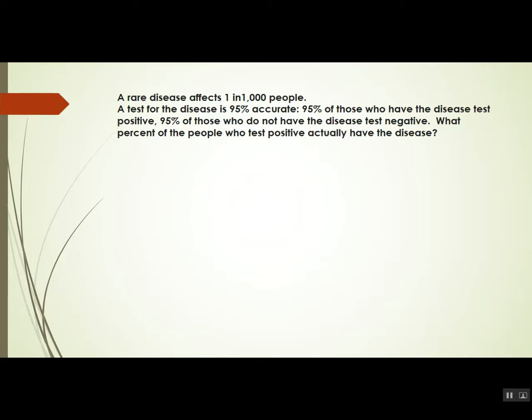That means that 95% of the people who actually have the disease test positive, and 95% of those who don't have the disease test negative. What percent of the people who test positive actually have the disease?